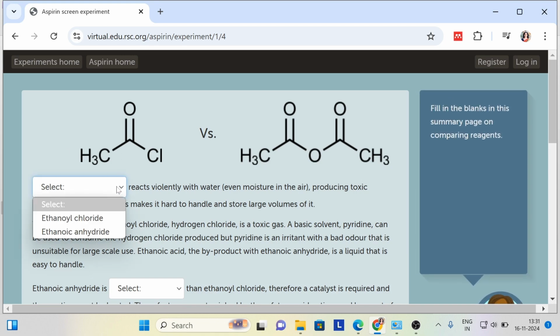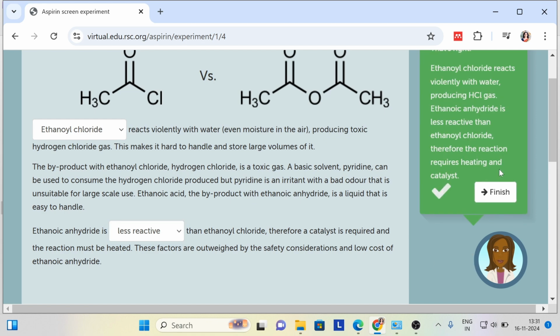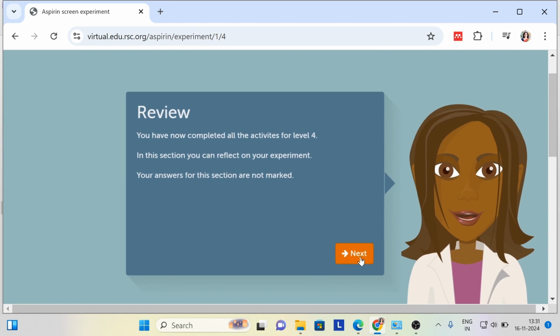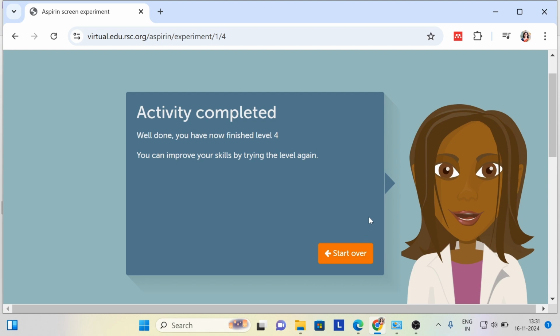Now this reacts violently with water, right? Ethanoic anhydride is less reactive, because that is why it needs a catalyst. Check, finish. Going to the activity complete, and next, and I guess the activity is completed. It was very nice. You just have to click on end activity and click on start over if you want to understand the entire mechanism. So level 4 was all about the reaction mechanism of preparation of aspirin. I hope with all four of the series you are able to understand everything related to aspirin.